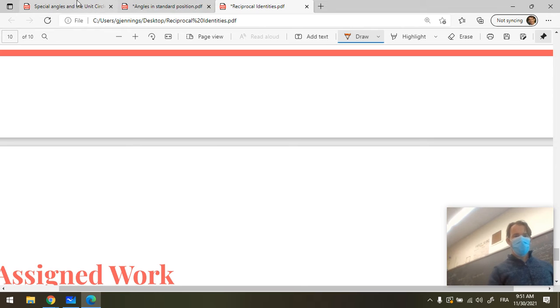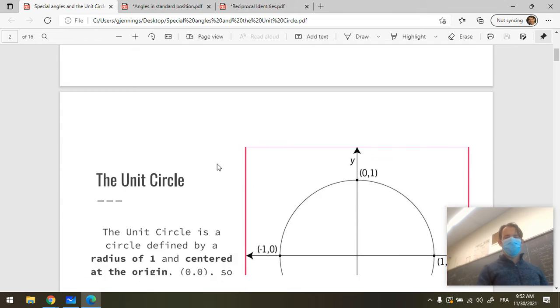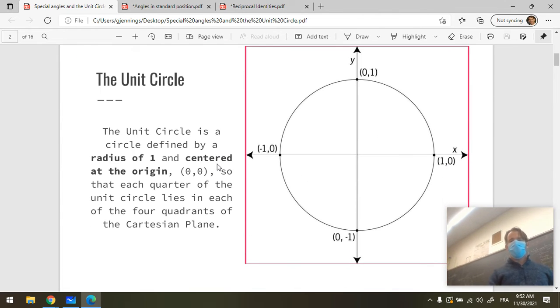Let's go now to looking at special angles. So now we're going to shift topics a little bit and look at the special angles and complete our investigations today of the unit circle. So we have here the unit circle. It's a circle, and it has a radius of 1.